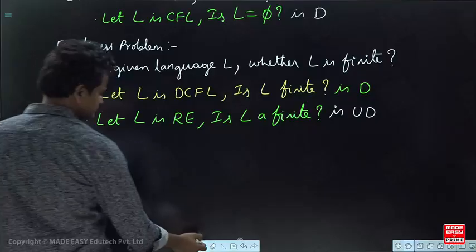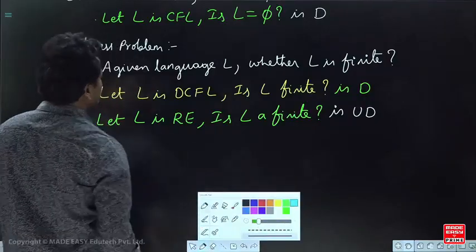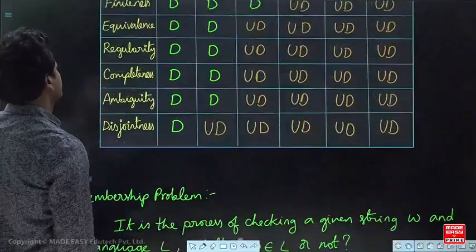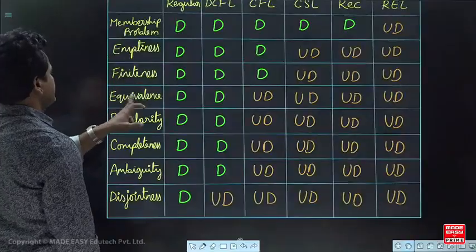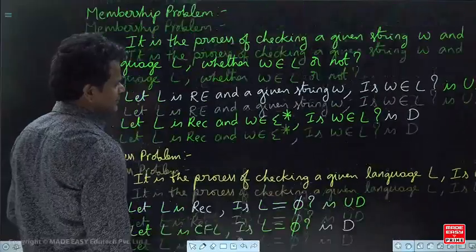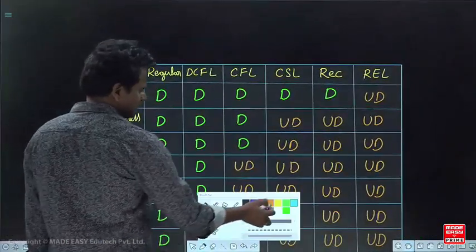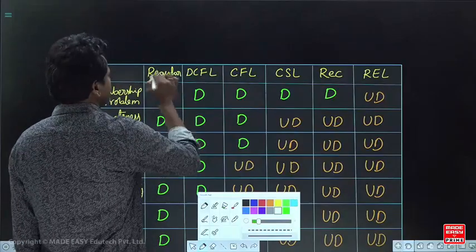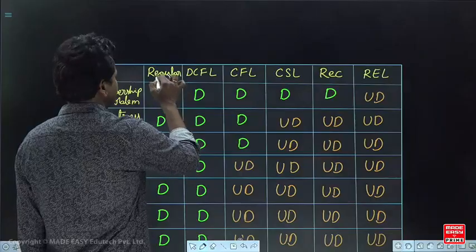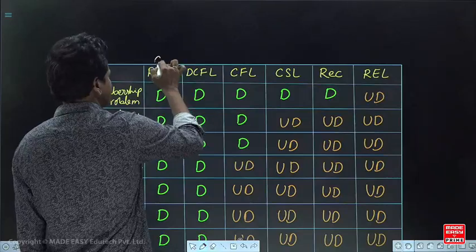Guys, following? So this is about finiteness. Membership, emptiness, finiteness, equivalence. Guys, one more thing. All these problems can also be applicable on machines. Means you can apply them on finite automata, and also on grammar.